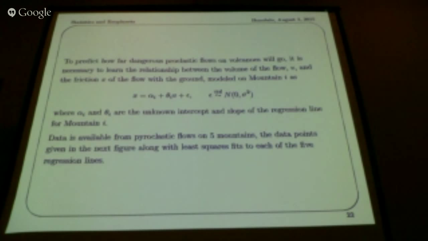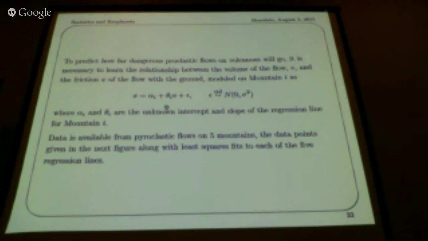And it turns out that the higher volume the flow, the smaller is the friction of the ground. But they don't have a physical theory to predict that. So it has to be done statistically. So after some transformations, which I'm not going to get into, it was reasonable to just model the friction related to the volume just by an ordinary regression equation. This was after suitable transformations.